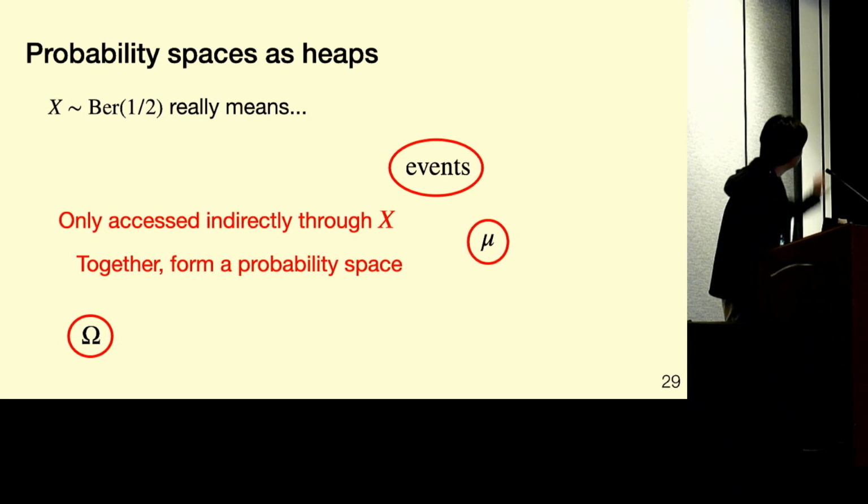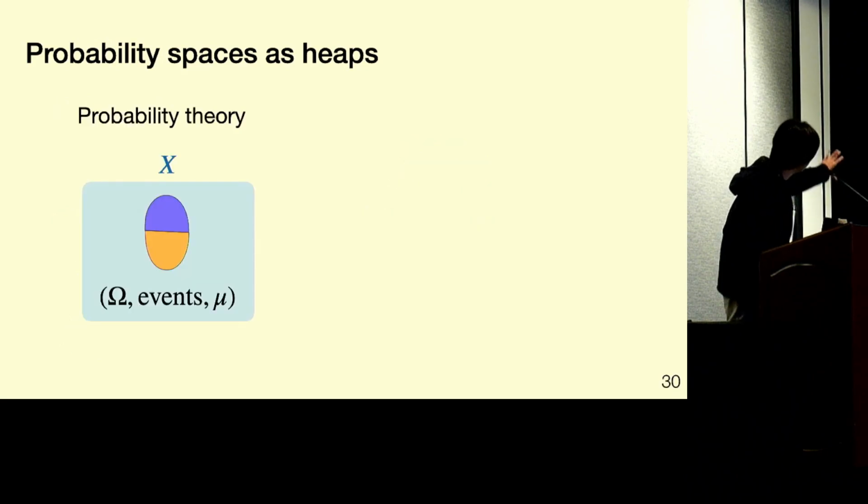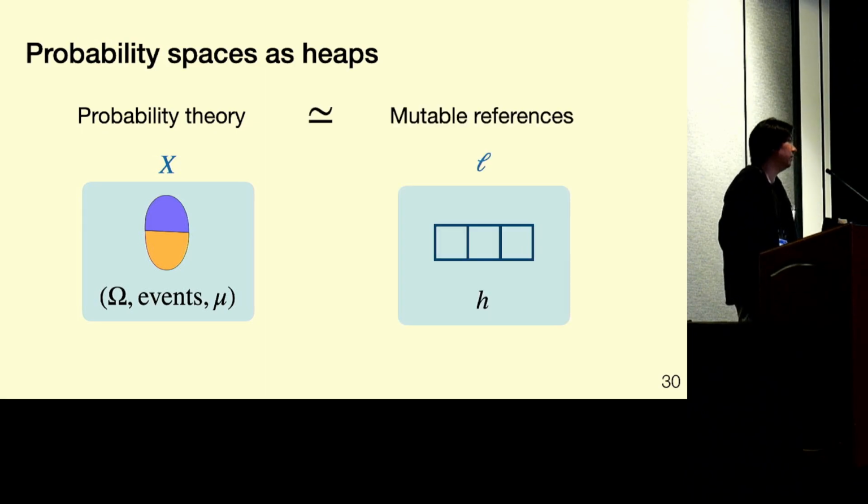And so there's this interesting situation here where you have this nebulous object. It's kind of messy. You don't want to think about it, and you access it abstractly through a handle, a random variable. And that kind of looks like the situation with imperative programming, right? We have this weird object. It's a big heap. I don't really want to think about the details of it, and I can only really touch it indirectly through these references, or through these locations into the heap.